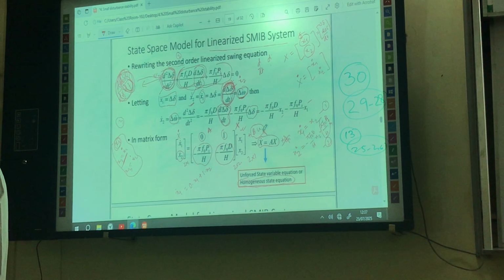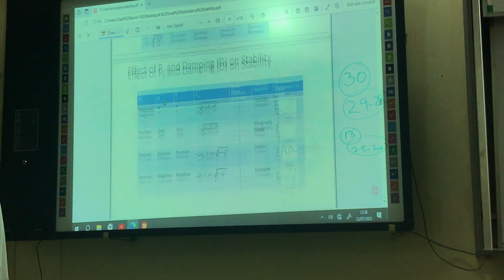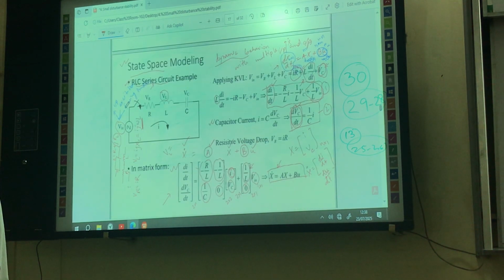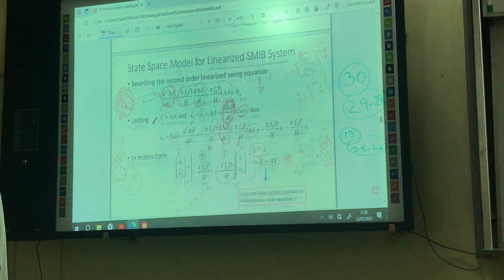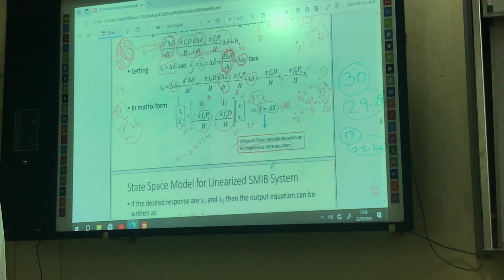There is another name for this. It is called the unforced state variable equation. Why unforced? Because there is no u. U means forcing function, right? Here, what is the interpretation of u or the input? It is actually the forcing function. So there is no forcing function present in this system. That's why this is called the unforced state variable equation. Okay.